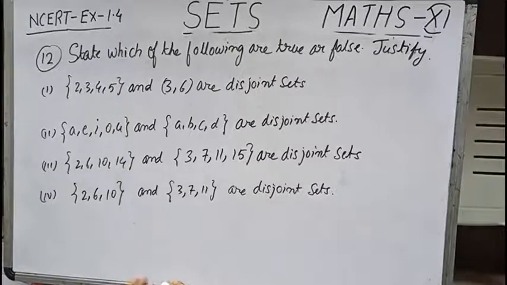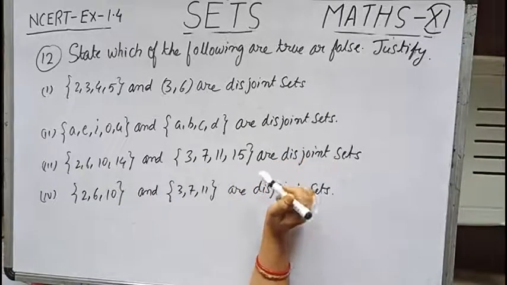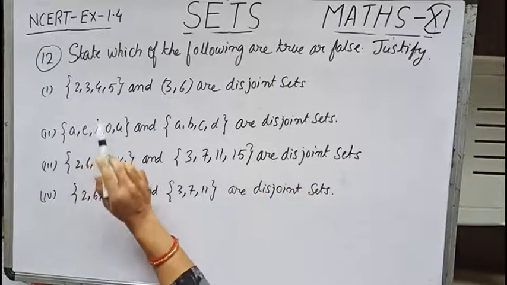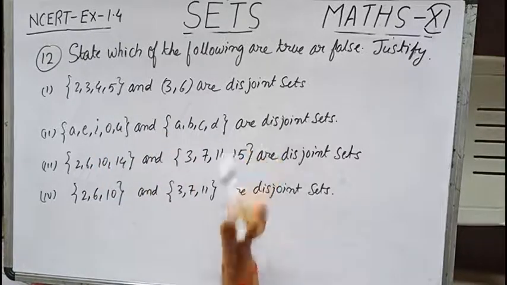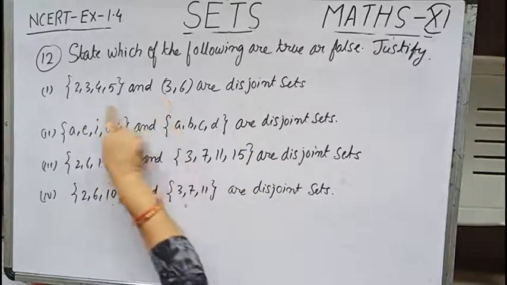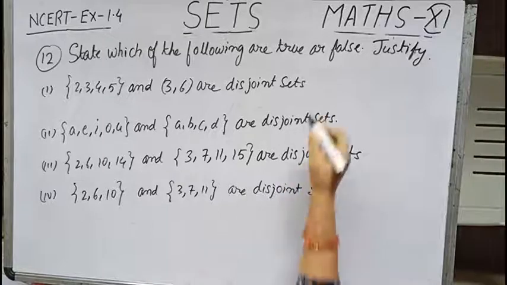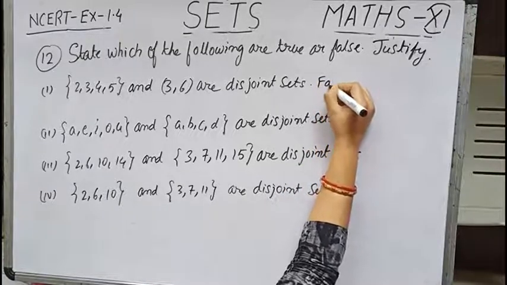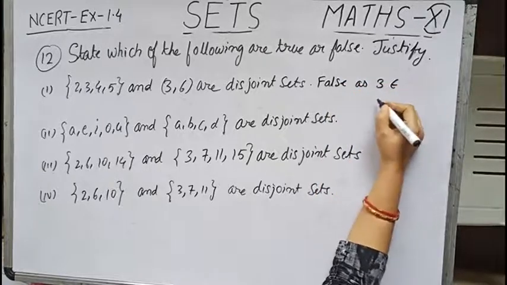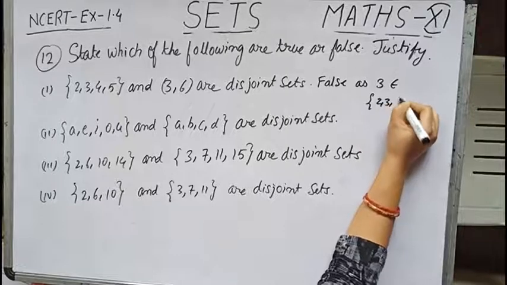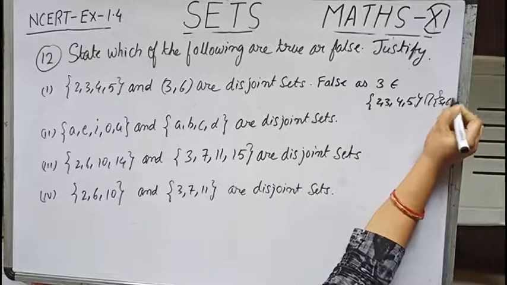Question number 12 is: state which of the following are true or false and hence justify. Subpart number 1 of question 12 is {2, 3, 4, 5} and {3, 6} are disjoint sets. Clearly children, over here the element 3 is common to both the sets, so they are not disjoint. So we will be writing over here false, as 3 belongs to {2, 3, 4, 5} intersection {3, 6}.